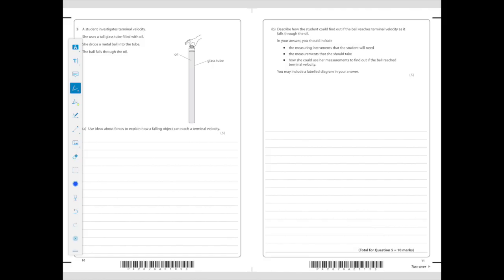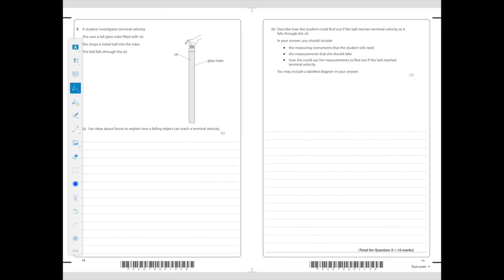A student investigates terminal velocity. She uses a tall glass tube filled with oil. She drops the metal ball into the tube and the ball falls through the oil. Use ideas about forces to explain how a falling object can reach terminal velocity. It doesn't matter what this question is, if it's someone jumping out of a plane or a ball being dropped into a tube of oil, if it mentions terminal velocity, this is your perfect answer.